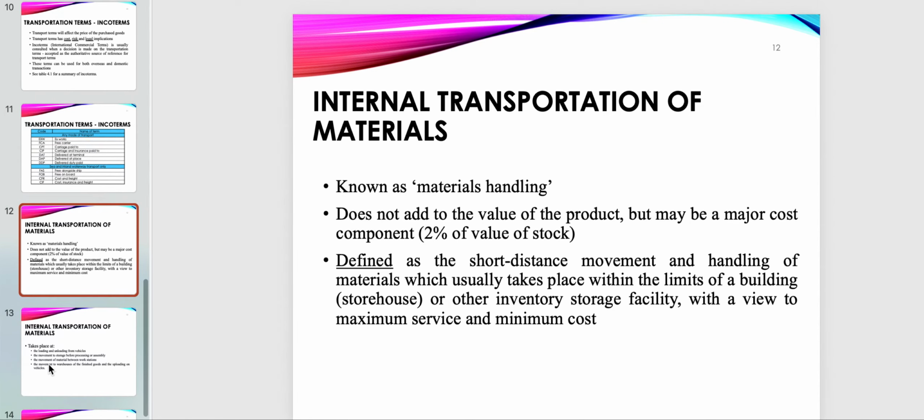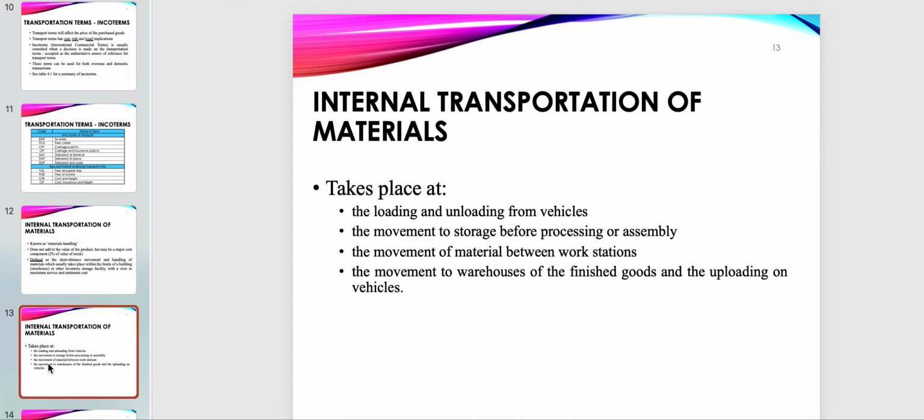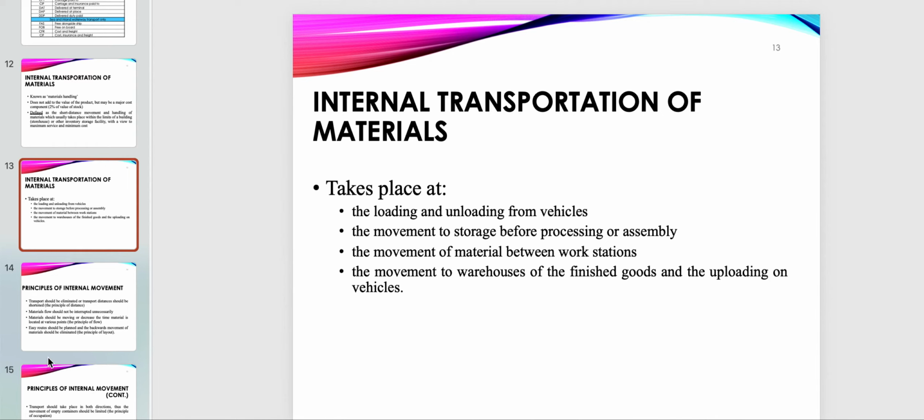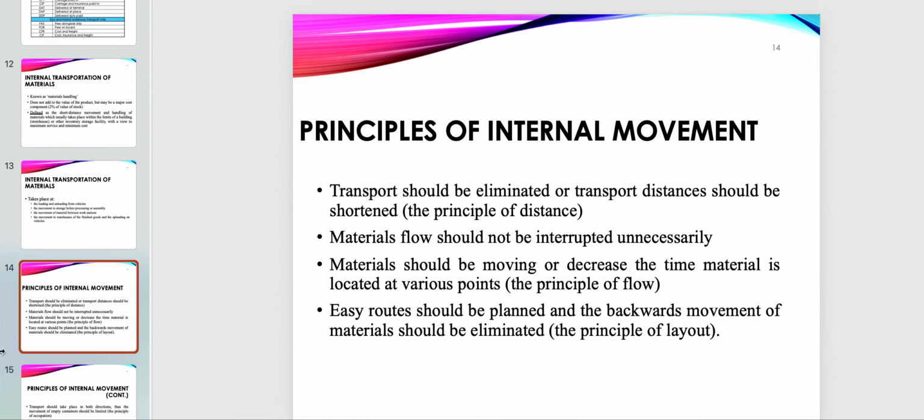And it is defined as I've given the definition. And yeah, what else we have in internal transportation of materials. They take place at the loading and unloading from vehicles, which involves internal transportation. It involves movement to storage before processing or before assembly. It also involves movement of materials between workstations, movement to warehouse of finished goods, and also loading onto vehicles. So all of these form part of internal transportation.